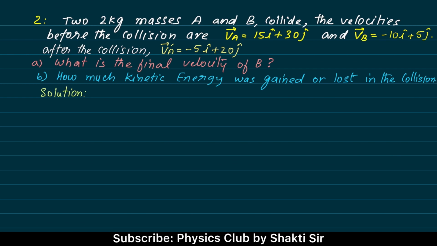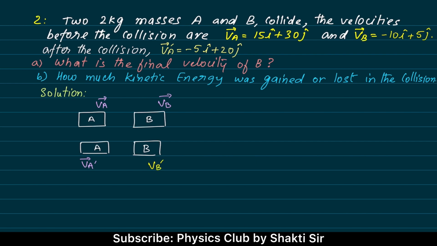So actually the situation is, let's say we have two blocks. This is our block A, this is our block B, right? And after the collision, this is our block A and this is our block B. Okay, so their initial velocities are given. So VA, VB and VA dash are given, and we need to calculate what is our VB dash, this one.